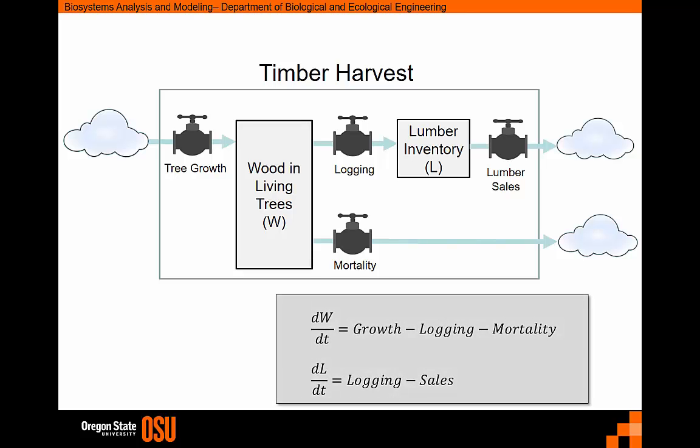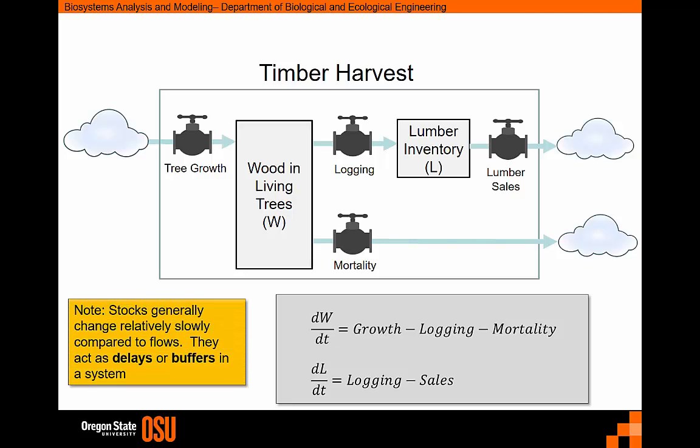Because we have two stocks, or state variables, in our system, we will have two coupled differential equations to solve, both capturing the mass balance of inflows and outflows. Again, we will need initial conditions and the details on the four processes in the system to solve these equations through time, as well as an integration method that can handle coupled differential equations. We also note that stocks generally change slowly relative to flows. They act as delays or buffers in a system.